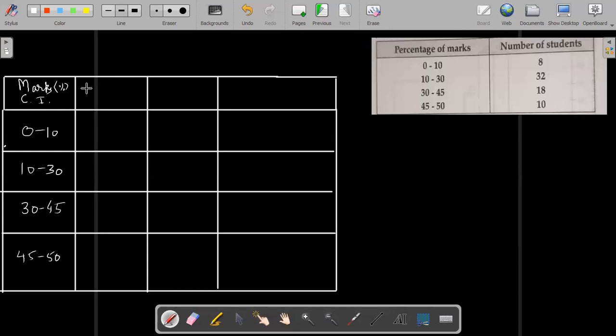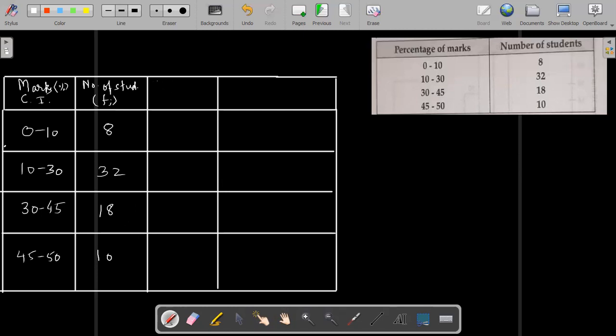Then number of students, that is the frequency. So number of students, that is called F, frequency. We can say Fi. So frequencies are given: 8 students from 0 to 10%, from 10 to less than 30%, 32 students got, 18 students got from 30 to less than 45%, and 10 from 45 to less than 50%.